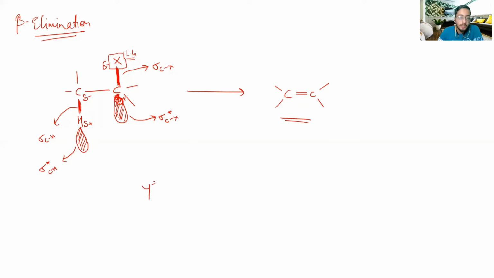So when a nucleophile or a base comes, we are only talking about beta elimination here. If a base comes, it will first donate its electrons into the anti-bonding orbital of this CH bond, and as it donates its electrons into the anti-bonding of CH, the bonding orbital of the CH bond moves or is donated into the anti-bonding orbital of the CX bond.